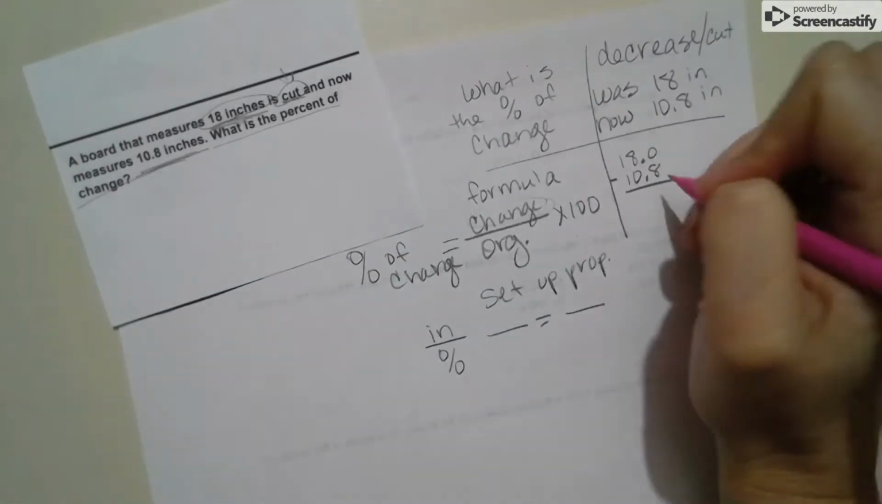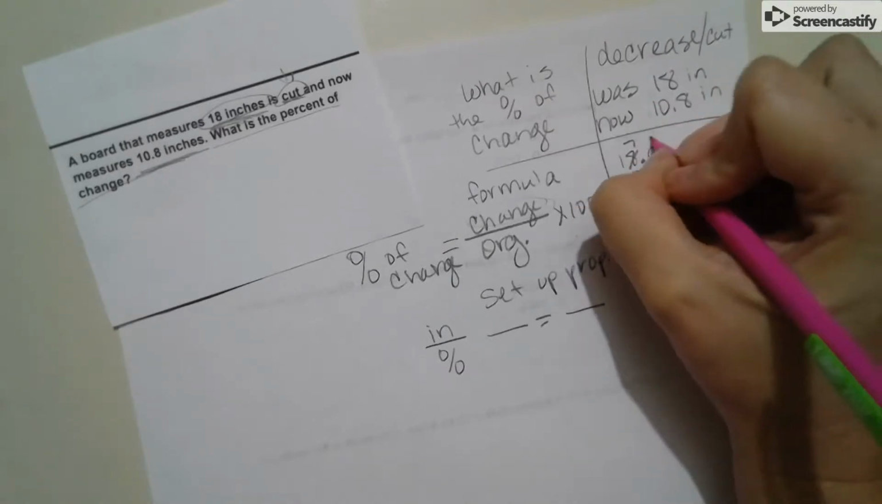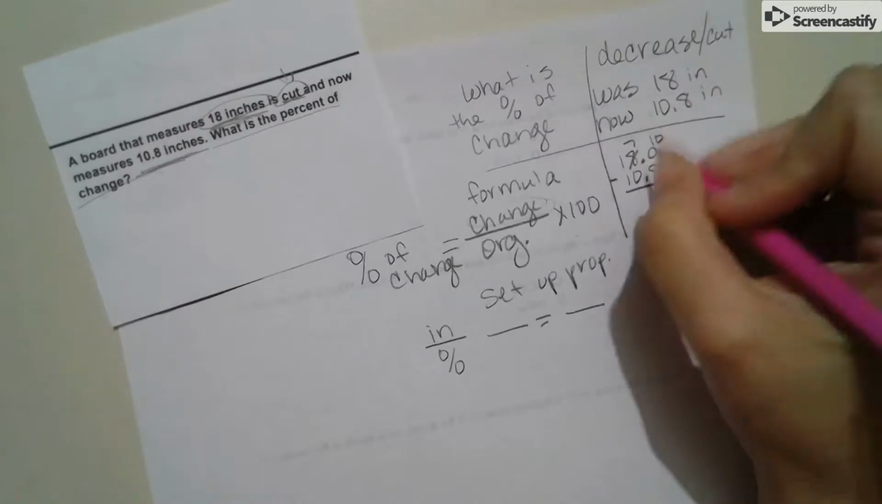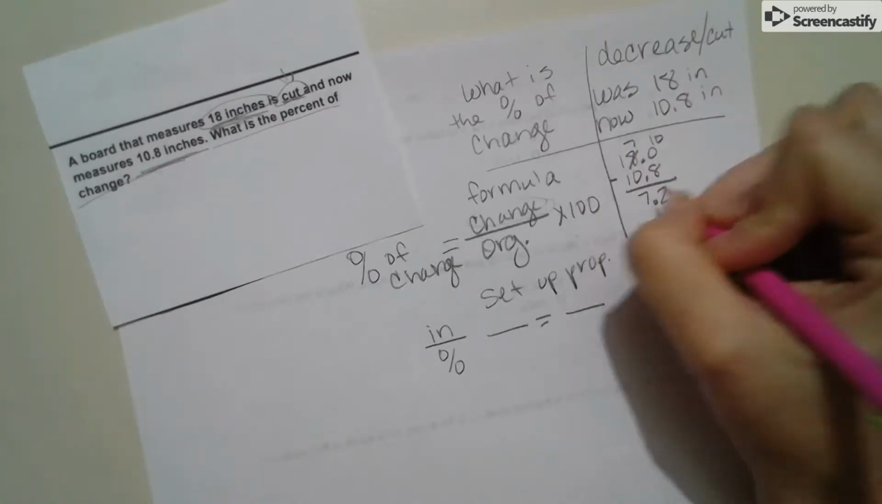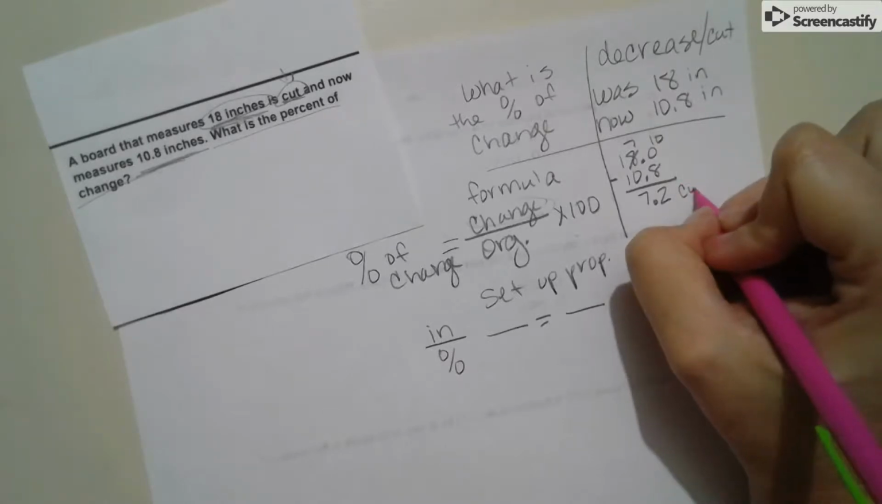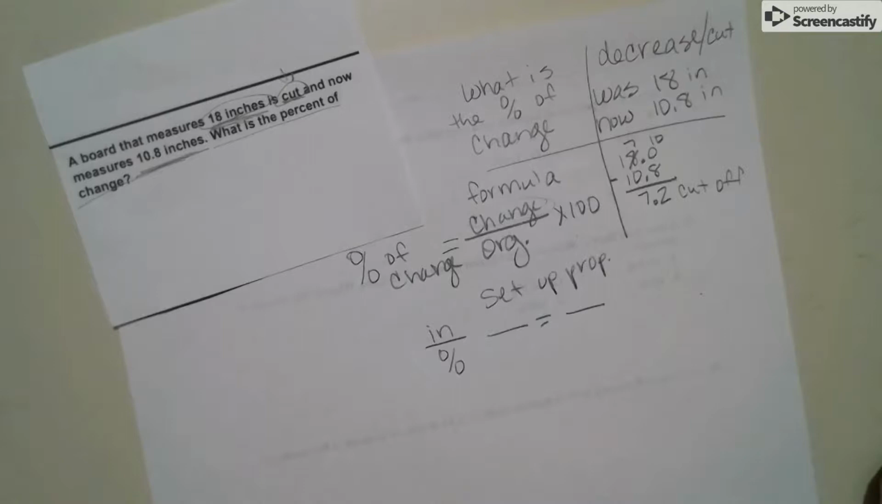So 18 minus 10.8. I can't take 8 from 0, so I borrow. This becomes 7. That's 10, gives me 2. Bring down my decimal. 0 from 7 is going to give me 7. 1 from 1 is going to give me 0. So 7.2 is what I cut off. Okay? So this is the amount of the change.